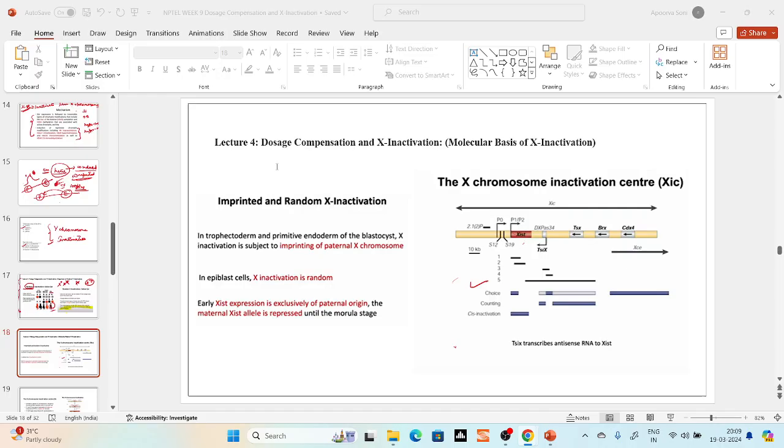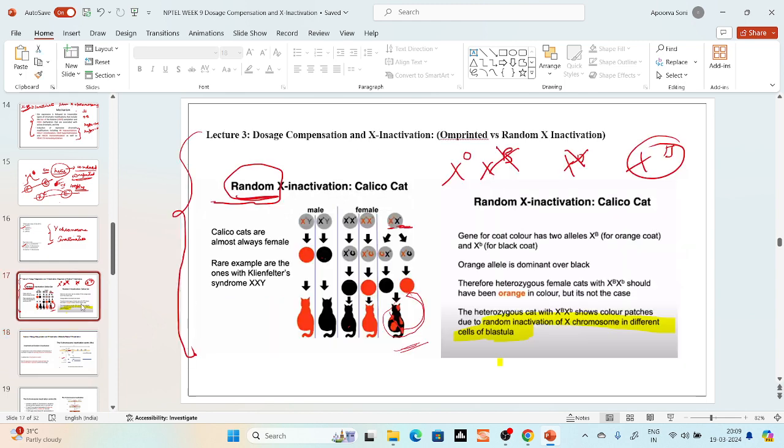Okay. So we talked about random X inactivation. Random means there is no specific memory. There is no specific pattern to it. Anywhere it can happen. Like we studied in this example, any of the X chromosomes can be inactivated. So some cells of the blastula will have X red as inactivated, others will have black as inactivated.